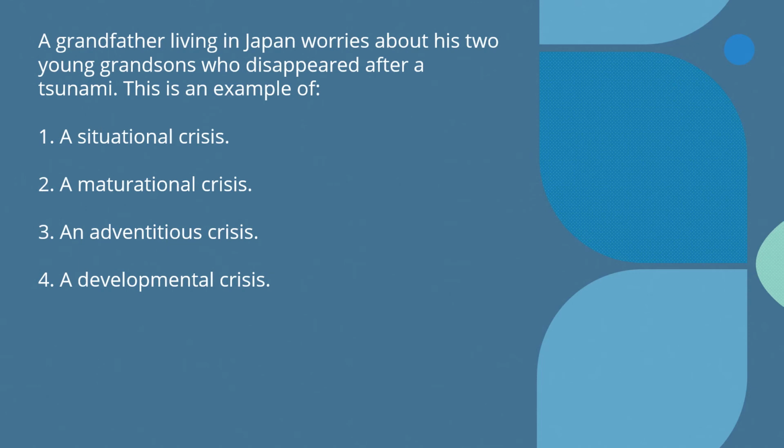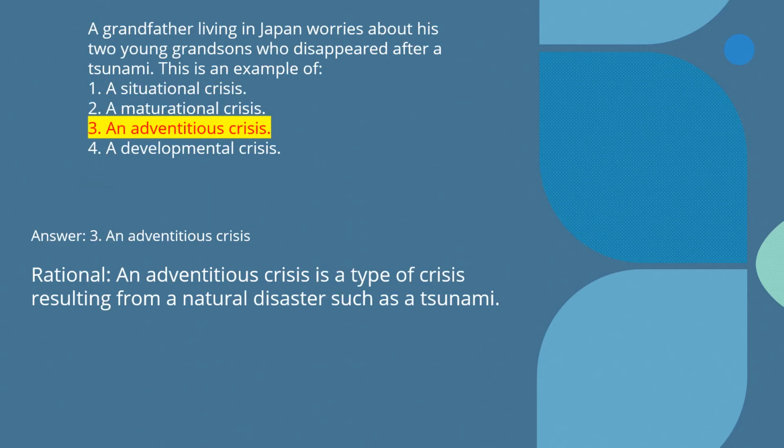A grandfather living in Japan worries about his 2 young grandsons who disappeared after a tsunami. This is an example of: 1. A situational crisis. 2. A maturational crisis. 3. An adventitious crisis. 4. A developmental crisis. Answer 3. An adventitious crisis. Rationale: An adventitious crisis is a type of crisis resulting from a natural disaster, such as a tsunami.